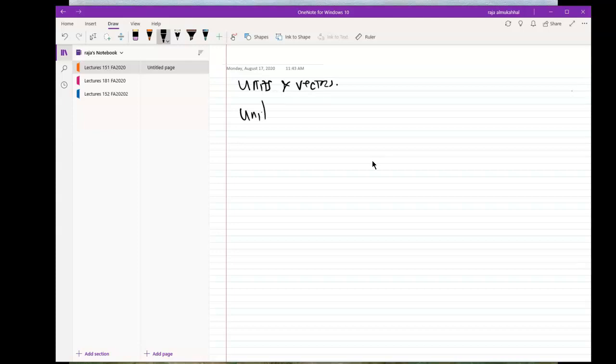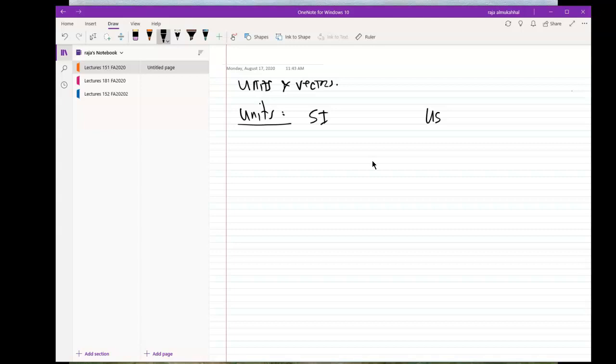So units. As you all know, for those of you who have taken physics in the past, or maybe a chemistry class or something like that, there are two major systems of units. One is called the SI system, and the other one is called the US customary system, or the British system. There are so many names to it. The one that we use in science is the SI system.